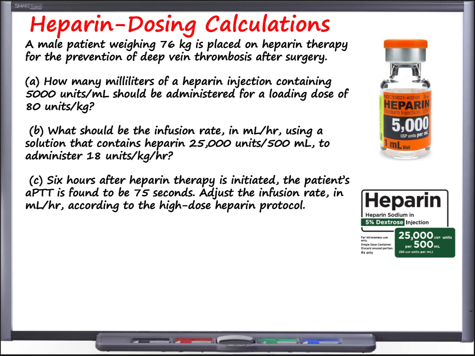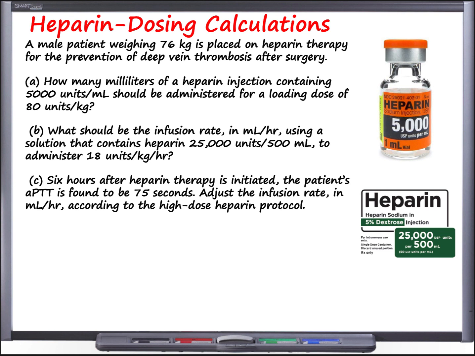So the first situation we're going to deal with has to do with heparin dosing. And it's an important one because heparin is a very commonly used medication, especially in inpatient situations, and has led to a lot of medication errors due to calculation errors. So it's a good example of the type of drug where you need to really apply your calculation skills.